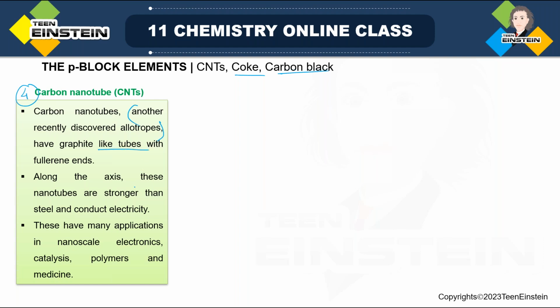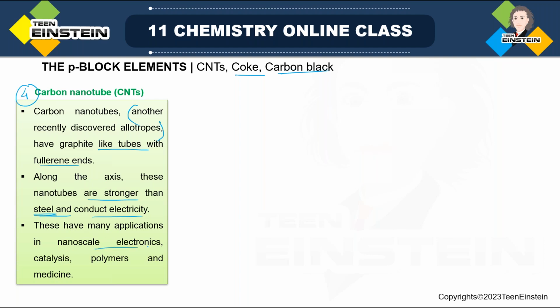They have graphite-like tubes, but the endings are like fullerene. We will not go into details, that is not required for this level, but we will just have some primary idea. So there is some similarity with graphite and fullerene, as it is like a tube. The ending is like fullerene, but graphite-like tubes. Along the axis, these nanotubes are stronger than steel and conduct electricity. As it is tube shaped, if you consider vertically along the axis, these nanotubes are stronger even than steel, and they can conduct electricity.